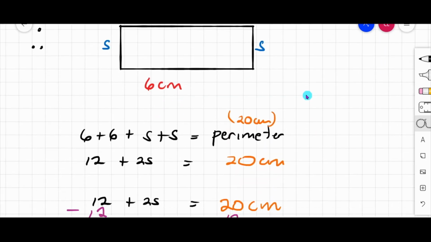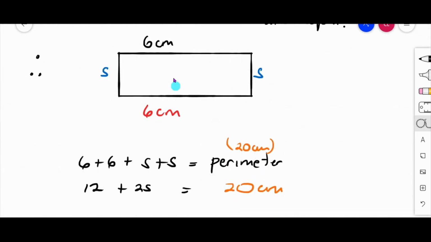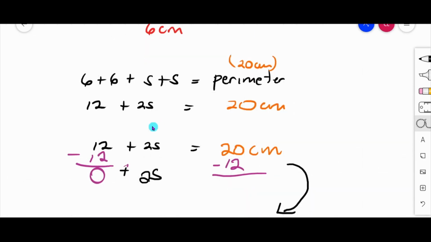All right. So we know, based on what we have already, that 6 plus 6 plus the short side and another short side should be equal to the perimeter, which is 20 centimeters. So let's start working down now. So 6 and 6 would be 12, and S plus S is the same as 2S. So 12 plus 2S should be equal to 20 centimeters.